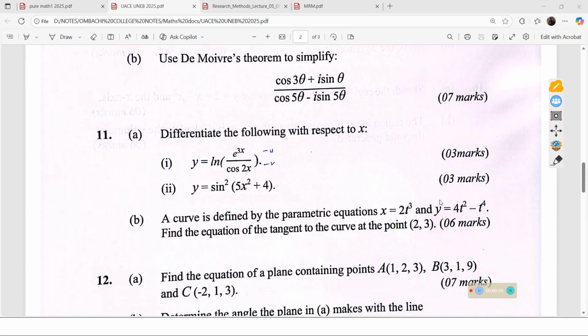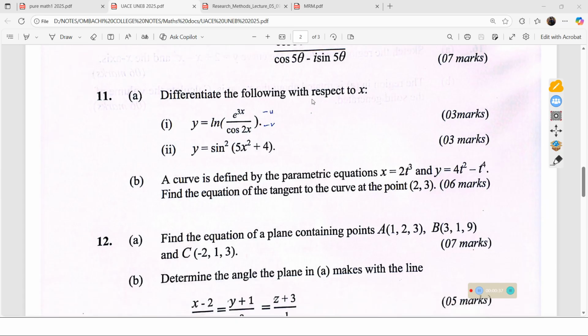So let us look at question number 11. We are told to differentiate the following with respect to x. We have y equal to ln of e to the power 3x divided by cos of 2x, and we shall differentiate this with respect to x. So without wasting time, let us look at the solution.